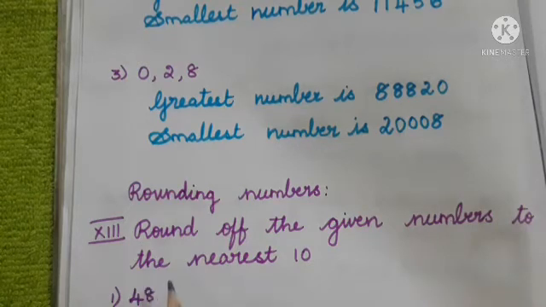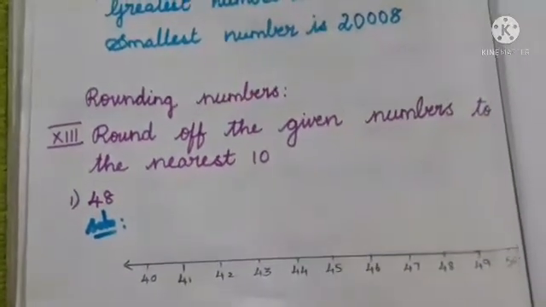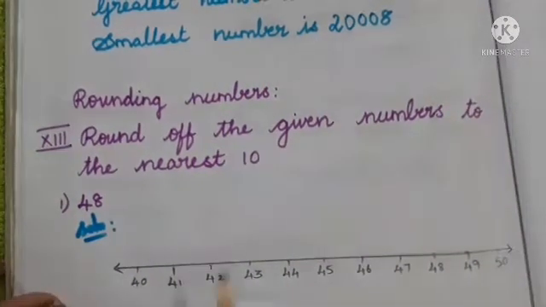So we have to find out, is 48 closer to 40 or 50? Have you understood? We know 48 lies between 40 and 50. Our duty is to find out whether it is closer to 40 or 50. For that purpose, we have to draw the number line like this, and write the solution and the number line.